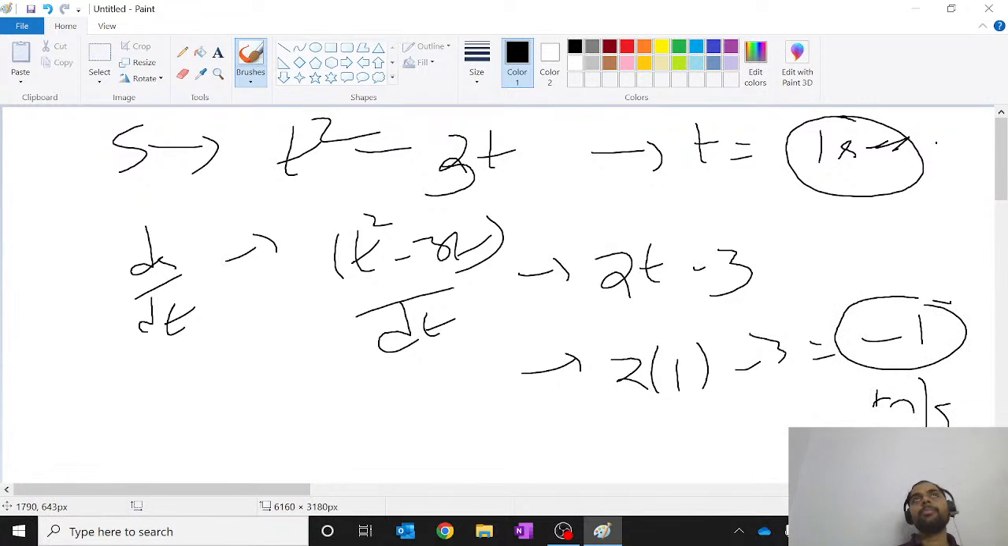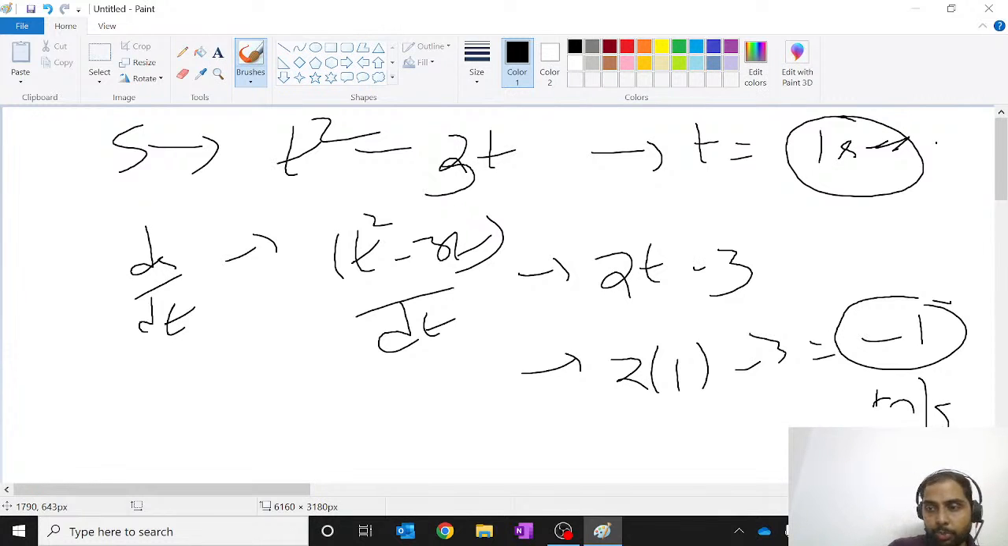Now you might ask me, how is it minus 1? It is nothing but, from the reference of motion, from where I am standing, it is going backwards. As simple as that. Velocity is a vector, so the magnitude is 1, whereas the minus sign indicates the direction.